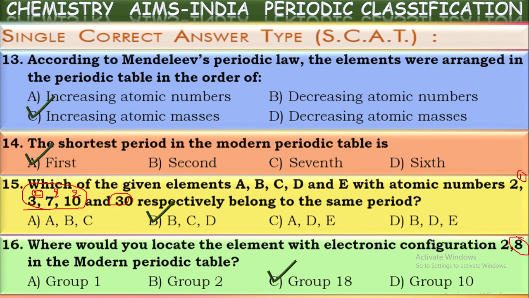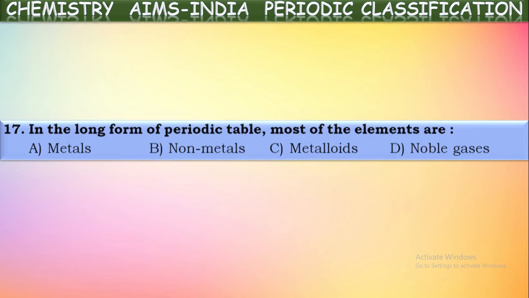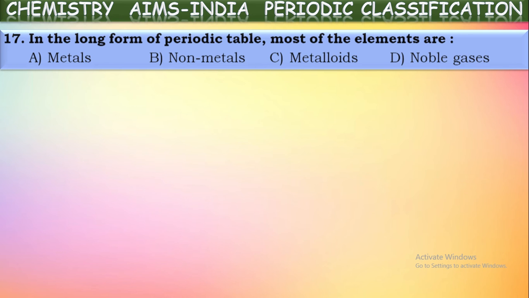Okay, next. In the long form of the periodic table, there are 70% of the elements, not 70, more than that, around 72%, that are metals. Mostly they are metals. There are non-metals and noble gases also, but mostly they are metals. The metals' quantity is more.